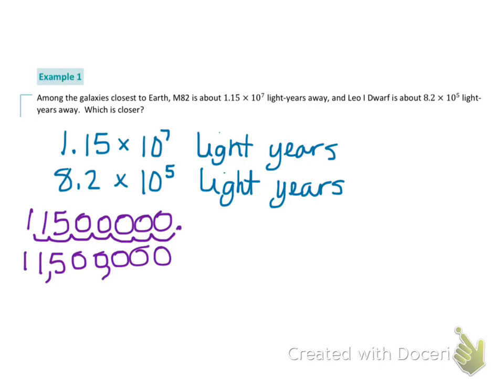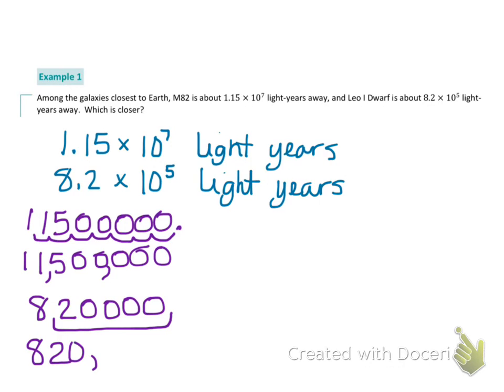And then the 8.2 times 10 to the 5th, I could do the same thing with. For 8.2, I need to add enough zeros that I can move that decimal place 5 places. So that number would be 820,000. So these are the two numbers I'm comparing. Notice the one with more digits is the greater number. So 1.15 times 10 to the 7th is greater.